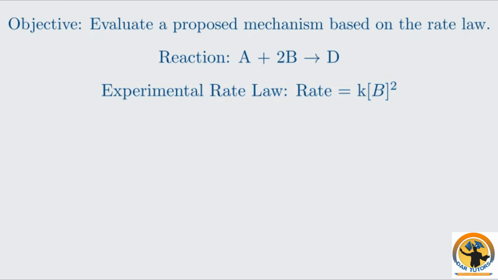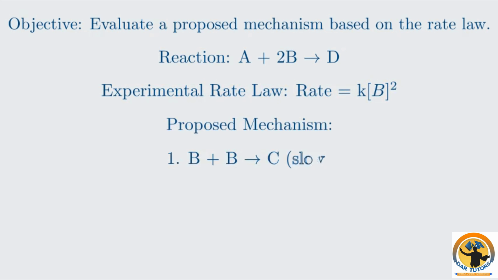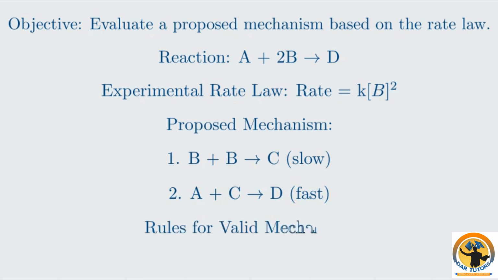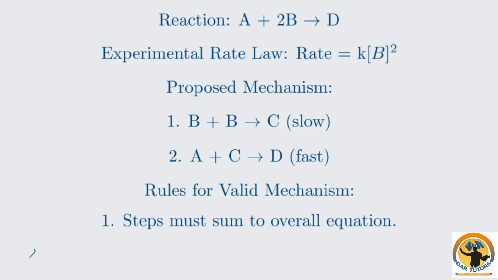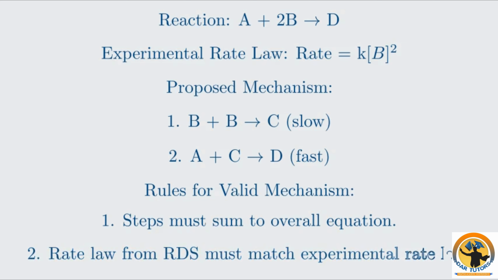We are given a proposed 2-step mechanism. Step 1 is slow: B plus B yields C. Step 2 is fast: A plus C yields D. Our goal is to see if this mechanism is consistent with the experimental rate law. Here are the 2 rules for evaluating a mechanism. First, the elementary steps must add up to the overall balanced equation. Second, the rate law predicted by the slow step must match the experimentally determined rate law.